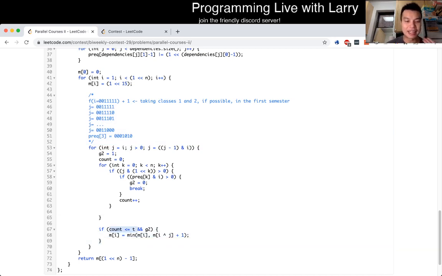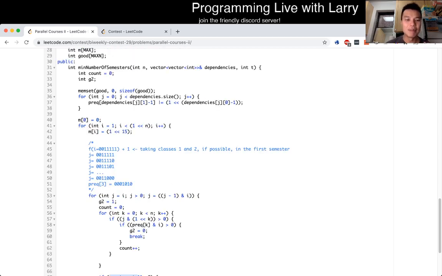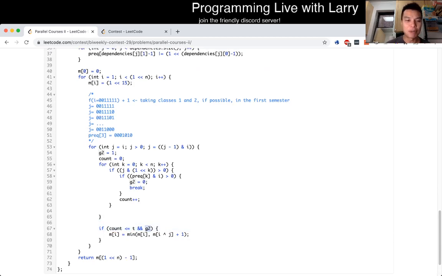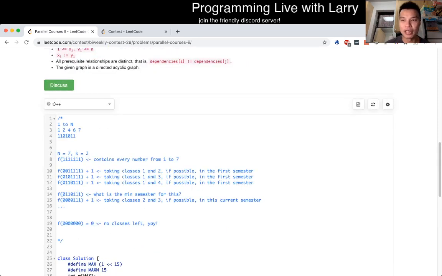And then here is just, okay, if the count is less than t, I renamed it t because I used k here. But if we can take less than t number of classes this semester and all the prerequisites are met, we just do the min, which is this current I minus this XOR j, which just removes the j from the I, and then you do that plus 1, which is the recurrence that we talked about earlier.